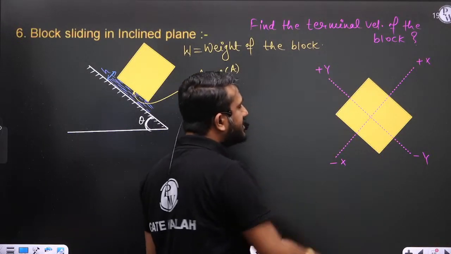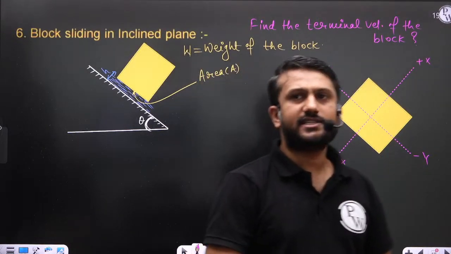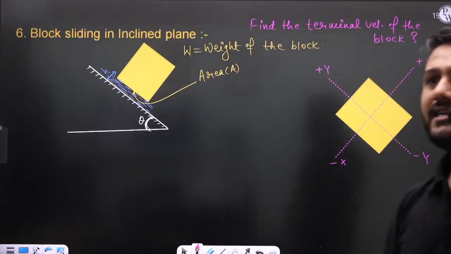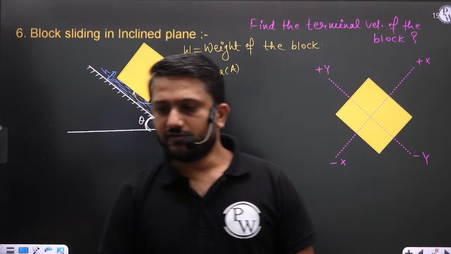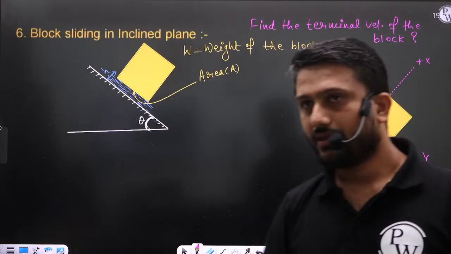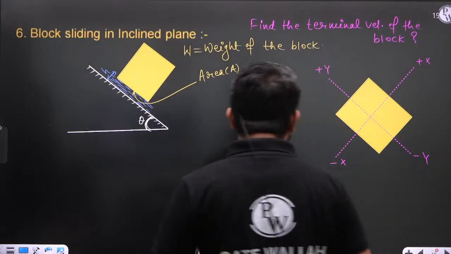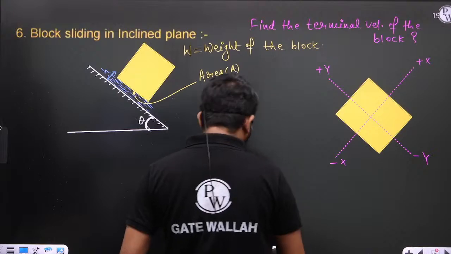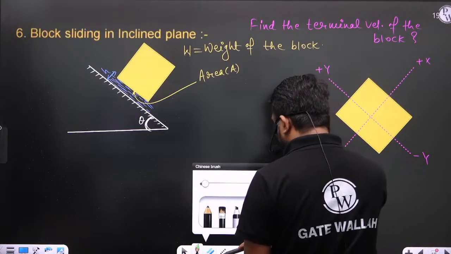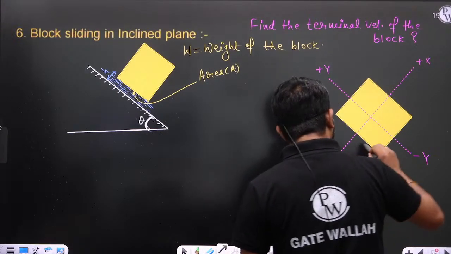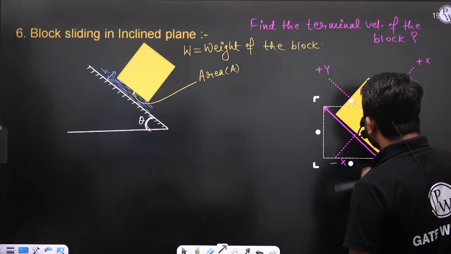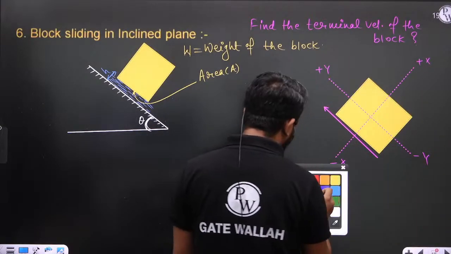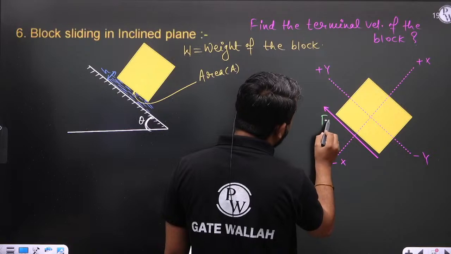So what about the shear force or resistance force acting on this block? What is the direction of shear force or resistance force? Obviously that is acting in the upward direction. So this is the direction of shear force.